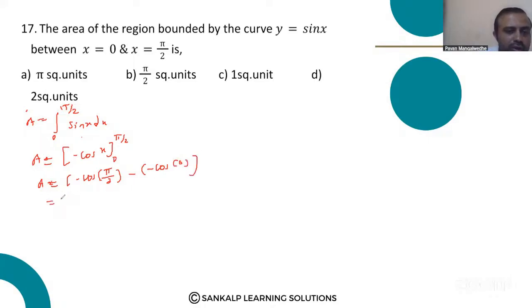So here pi by 2 is 90 degrees. So minus cos of 90 plus cos 0. So here A is equal to, cos 90 is again 0, and minus of minus 1 is plus 1, since cos 0 is 1. So A is equal to 1. So the area is equal to 1 square unit, where option C is the correct answer.